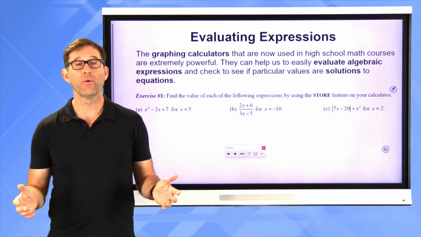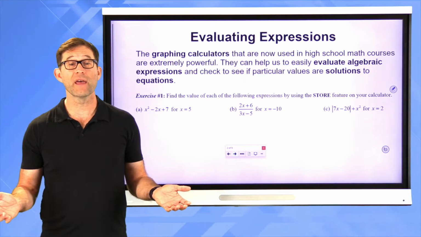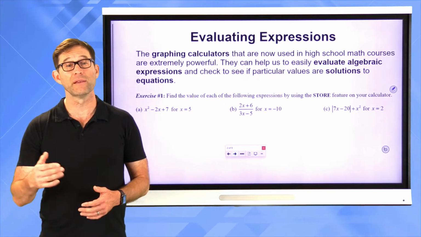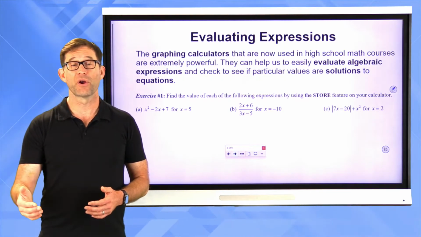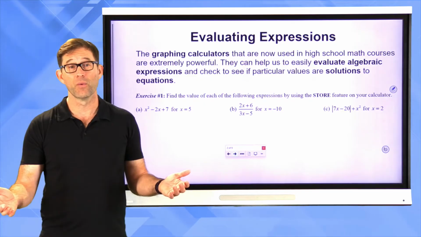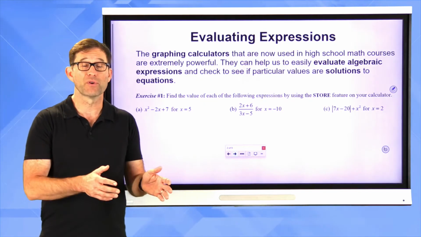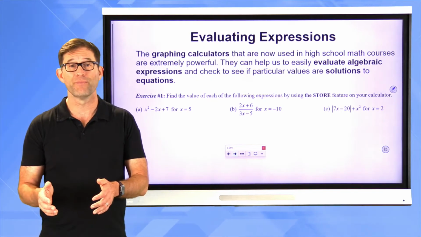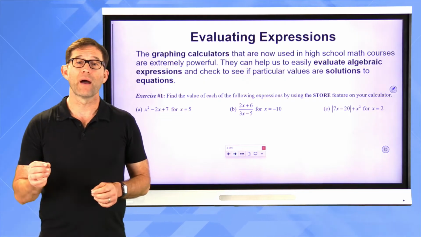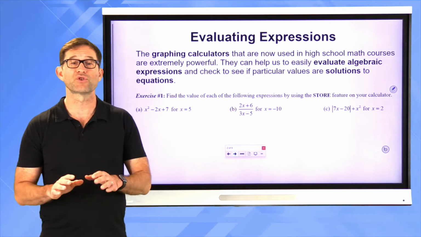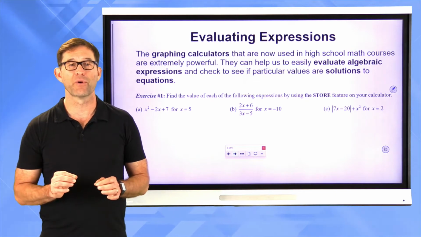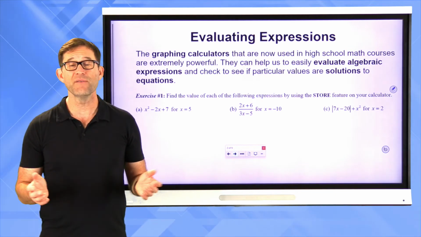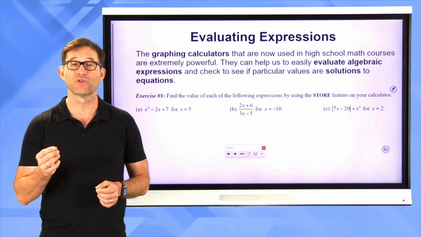So, evaluating expressions. The first day in Algebra 2, we started off by looking at expressions and then evaluating what those expressions were, well, what their value was when we put in particular values of the input variable. The graphing calculators that are now used in high school math courses are extremely powerful, and they can help us to easily evaluate algebraic expressions and check to see if particular values are solutions to equations.